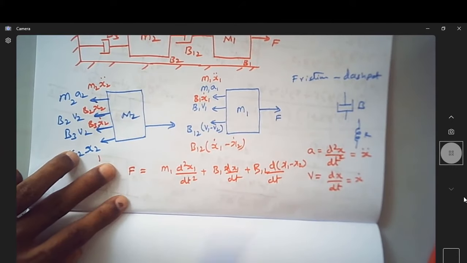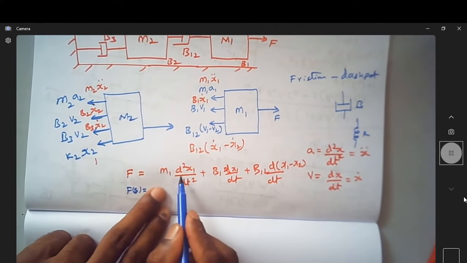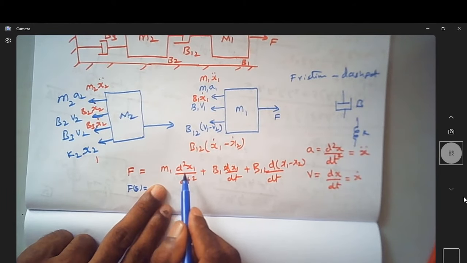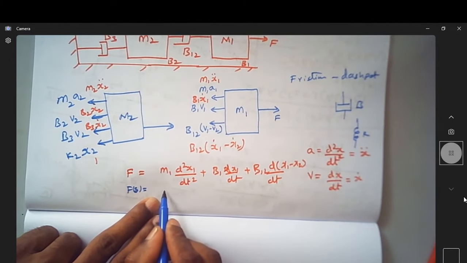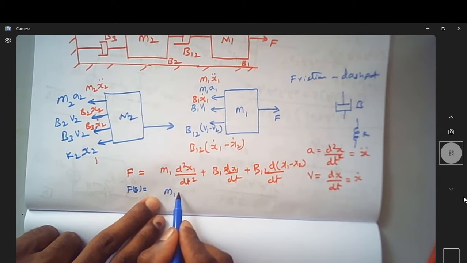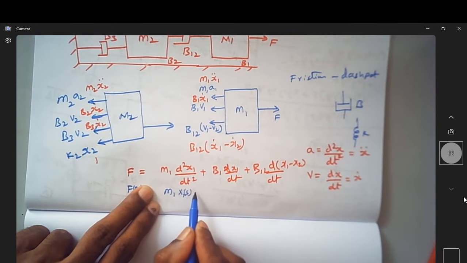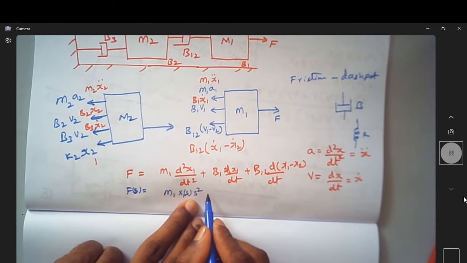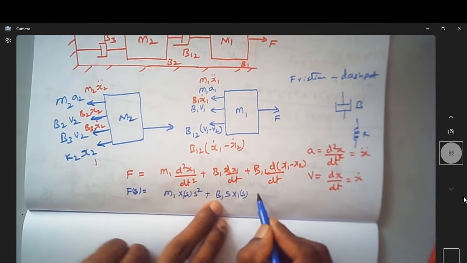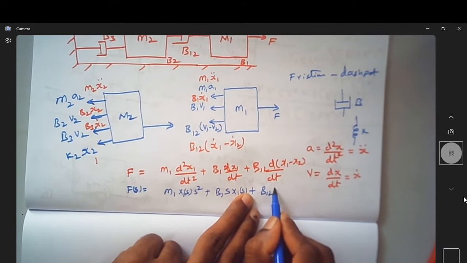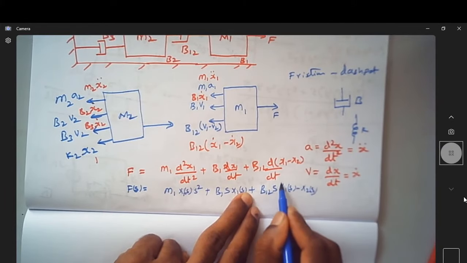So what is the Laplace of this? F of s is equal to, so we know that if it is a double derivative, it is s square, and if it is a derivative, it is s. So it is m1 s square x1 of s, and then it is b1 s x1 of s, and it is b12 s times x1 of s minus x2 of s.